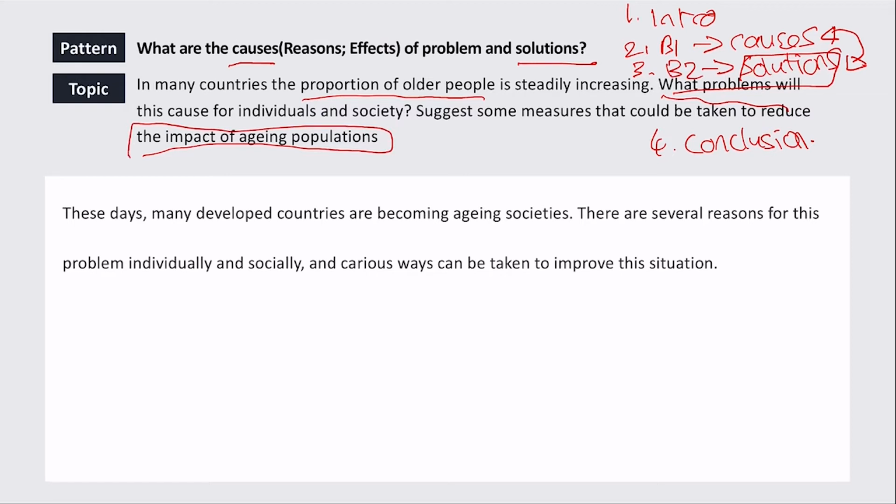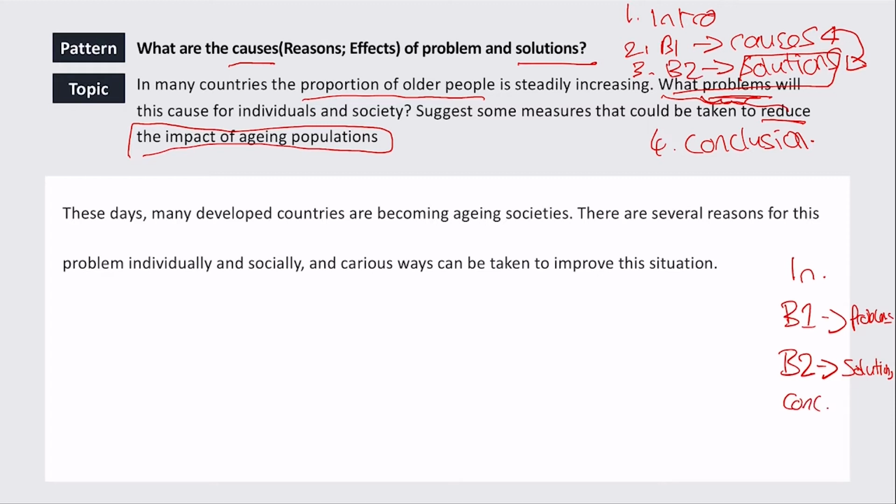So what they want you to talk about is, rather than the cause of the problem, what are the problems about older societies and how are we going to reduce that? Even though this is usually problem and solution, this question is asking you for something slightly different. Obviously, introduction, and they're asking you in your body 1 to give some of the problems of having an older population. And then in body 2, they want you to give the solutions to these problems. So rather than causes, they want you to give problems and solutions. And then your conclusion.